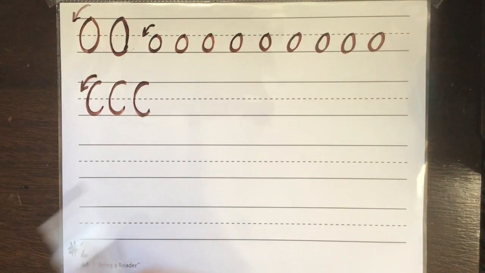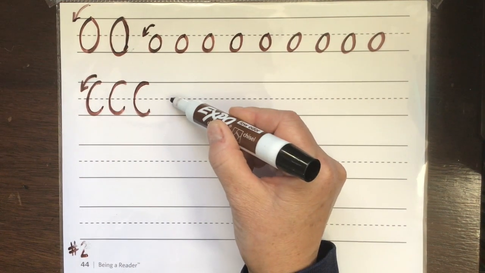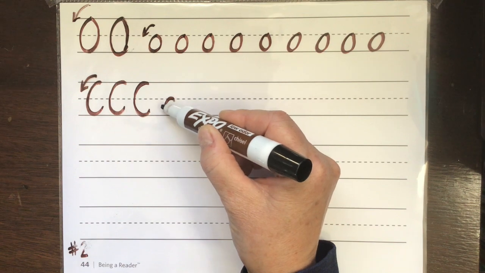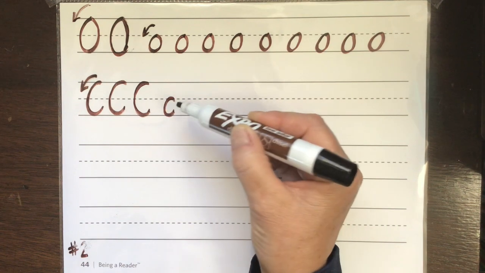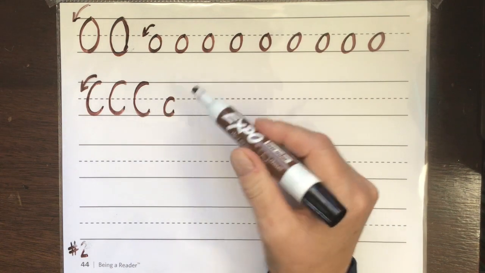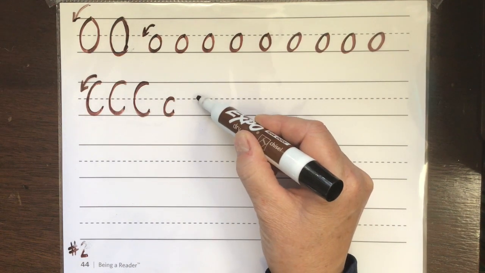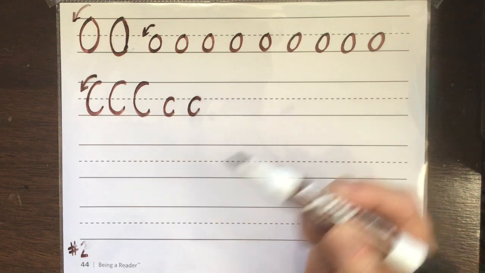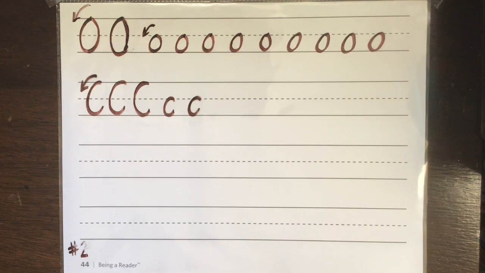All right, let's practice some lowercase C's. Same thing, we're going to start right here at our dotted line. We're going to go around, like you're going to make a zero, an O, except you're going to stop and not connect it back. Start at the dotted line. Don't connect it. C.